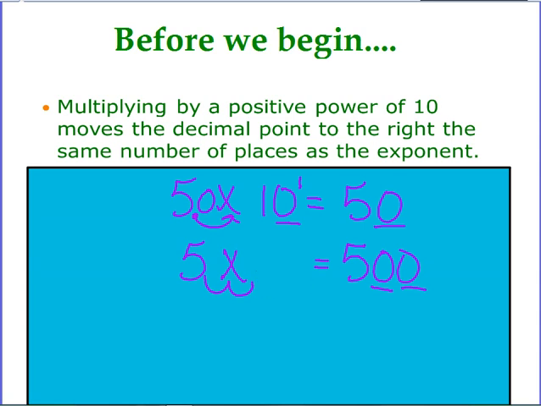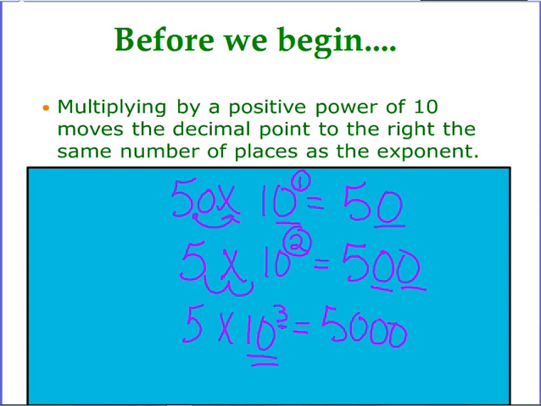Let me write that. So if you think about it, our exponent told us the number of times our decimal scooted to the right. So if I had 5 times 10 to the third, my decimal would move 3 times to the right. Guys, this only works with powers of 10, okay? So that's going to be important when we talk about a number written in scientific notation. It's always going to be a power of 10.